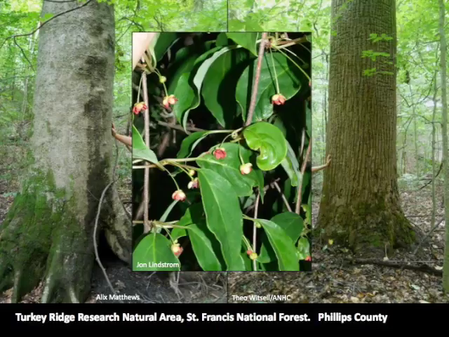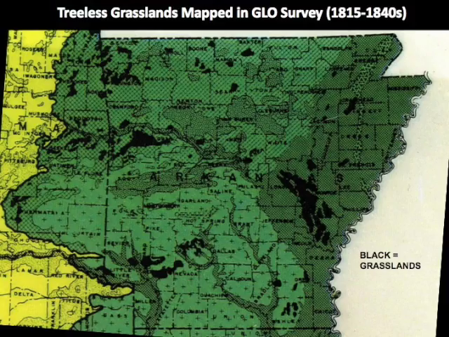Same with this. This is Schisandra glabra, the climbing magnolia. Is that a two-minute warning? Yes. Golly. All right. There's a lot of grasslands.